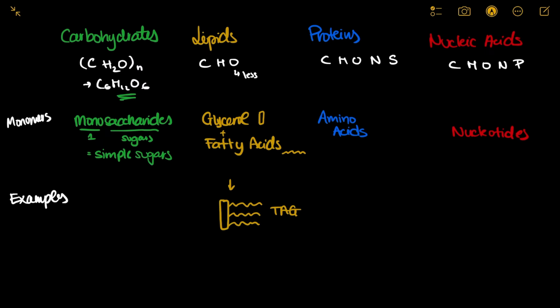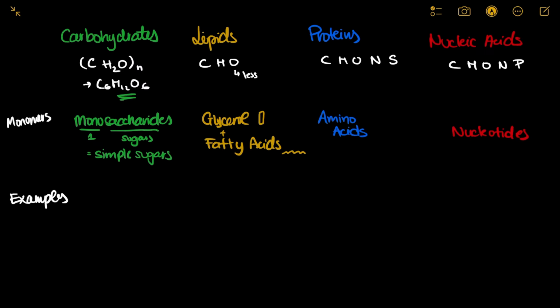And another example is if we put glycerol together with 2 fatty acids and with a phosphate group, then this would make a phospholipid. And phospholipids are, for example, very important in cell membranes. Okay, and now we come to proteins. Some examples of proteins.